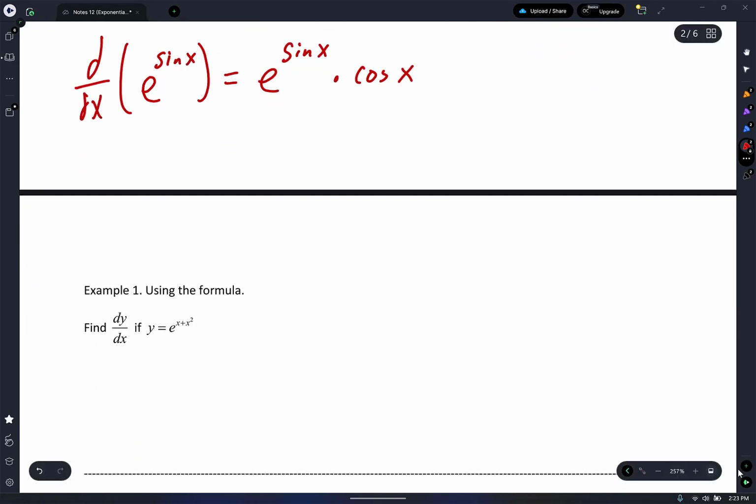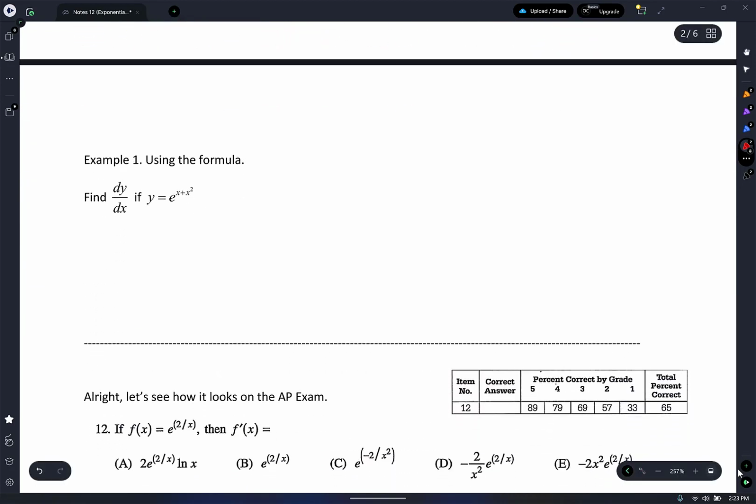Okay, here we go. Example 1 on the next page, and then we'll look at one that they have on the AP exam. It says, using the formula, dy dx of y equals e to the x plus x squared. So here we go. Y prime, or you can write dy dx, it doesn't matter, is itself, so you write e to the x plus x squared. And then here's where some of you are going to make a mistake. Open a parenthesis, because some of you have the habit of writing times 1 plus 2x, and that is not the same. Open a parenthesis. It's a product of this. What's the derivative of x plus x squared?